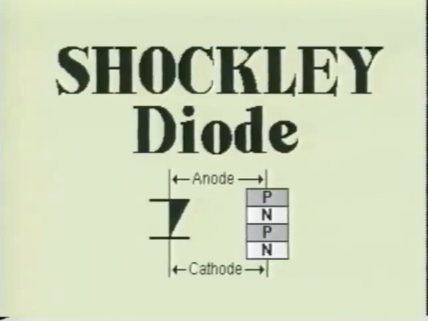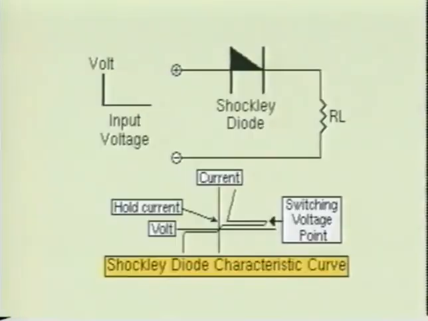Here we see the Shockley diode. It is constructed of 4 layers of semiconductor material. This device is commonly used in relaxation oscillator circuits and in triggering circuits for silicon-controlled rectifiers. The Shockley diode is basically a low-current SCR without a gate. You will learn about the SCR later in this program.